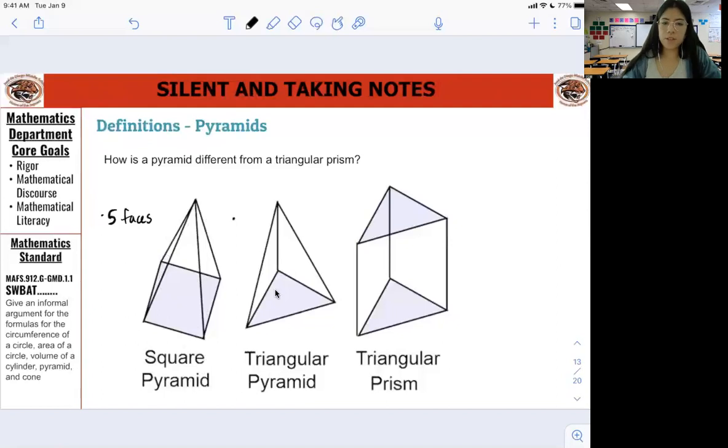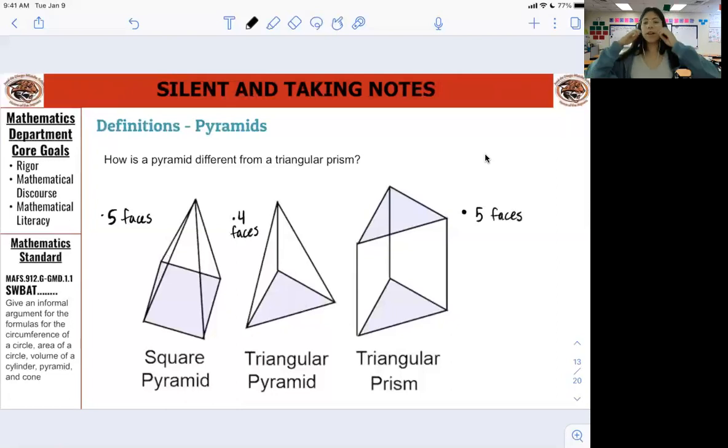How many faces does the triangular pyramid have? Including the base. Not 3, 4, yeah. Because this is a face. The one that's facing you is also a face. So 4 faces. How about this prism? 5, good.